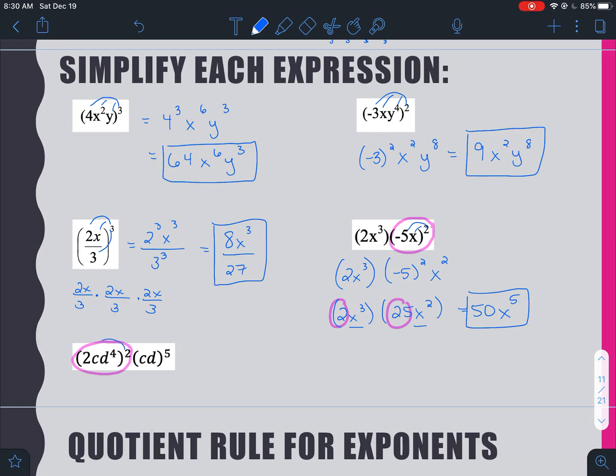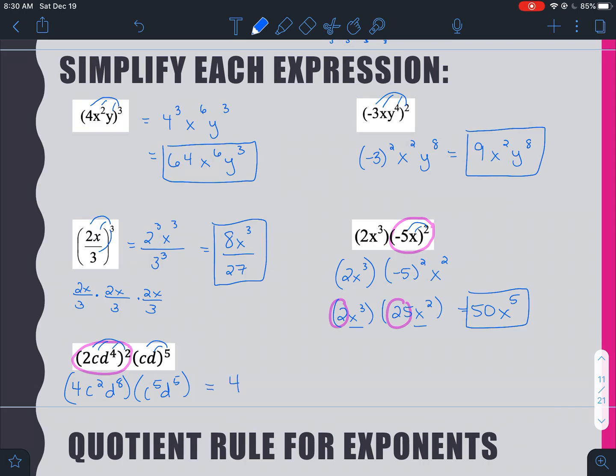Same thing with the next one. We start with the power rule. So everybody gets the 2. Order of operations says exponents need to go first. So this is going to be 4c squared d to the 8th. And then times, everybody gets the 5 here. So this would be c to the 5th, d to the 5th.